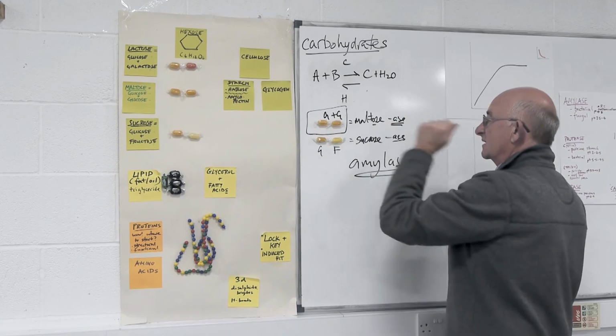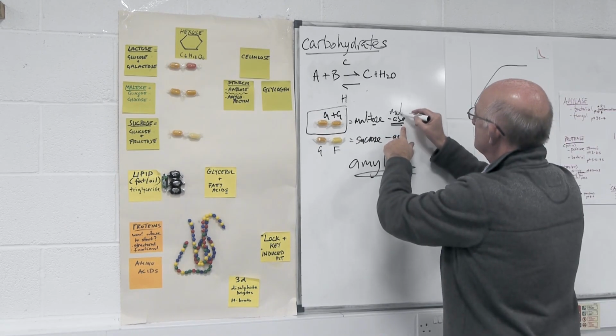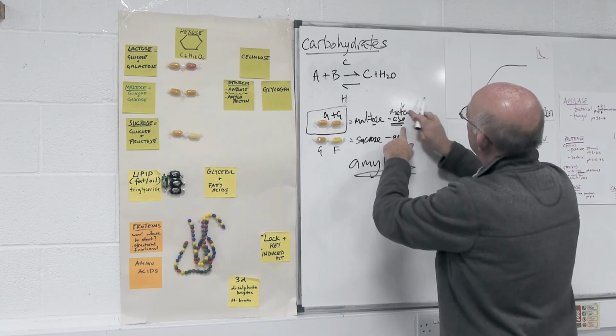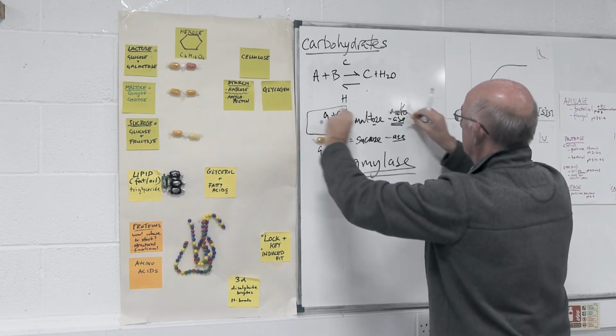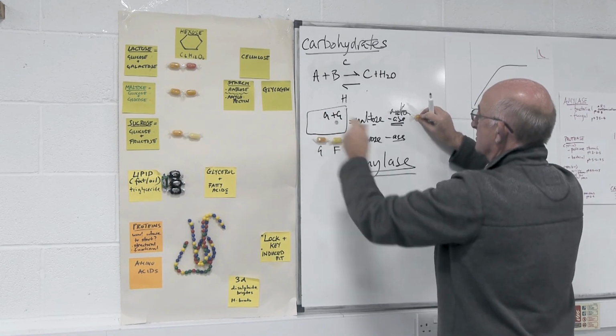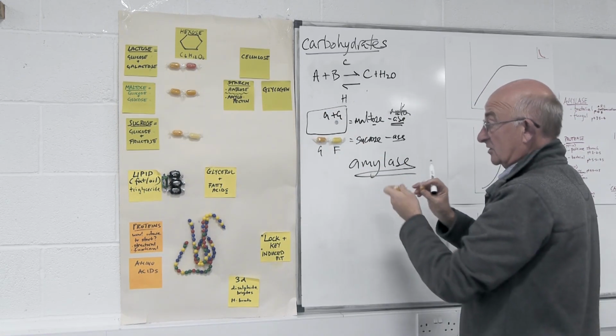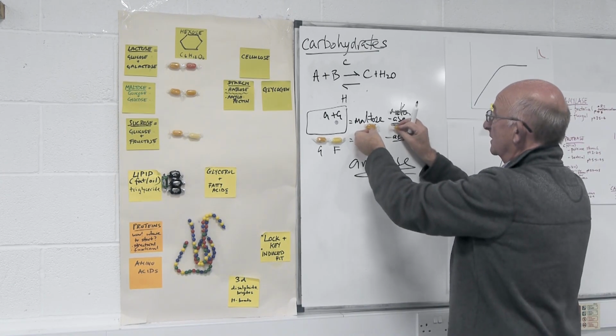We need a second enzyme in addition to that, the maltase. So maltase, crikey, what does that say? Maltase. And then we end up with two individual glucose sugars. Okay, so that's when we start to break down and digest starch into its basic components.